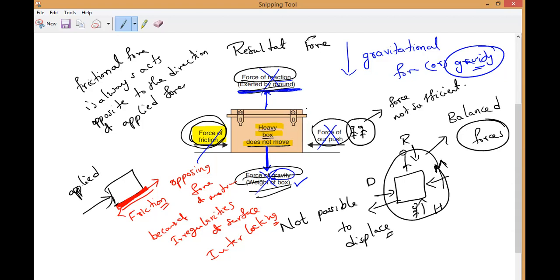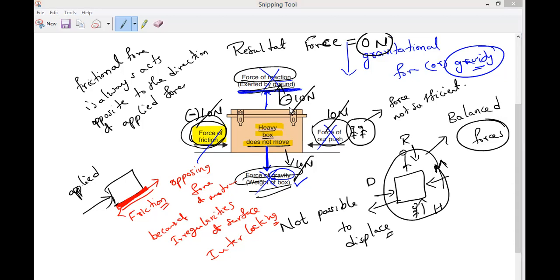Understand? Because both are what? For example, Reddy is applying 10 Newton force and friction is also 10 Newtons. But what is the direction? Opposite direction, so minus. So both will be balanced. Now, the box is exerting 10 Newton force and the ground is exerting opposite, minus 10 Newtons. Both are balanced. So what is the resultant force, Harish? The resultant force is equal to zero newtons. So if the resultant force becomes zero, then those forces are called what forces? Those forces are called balanced forces.